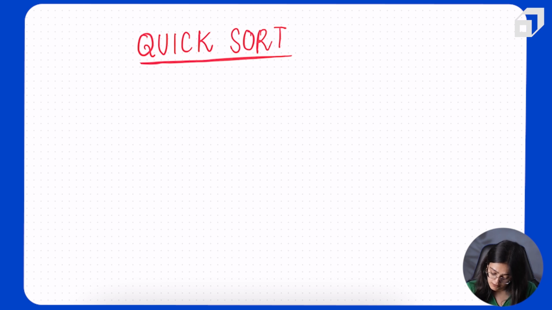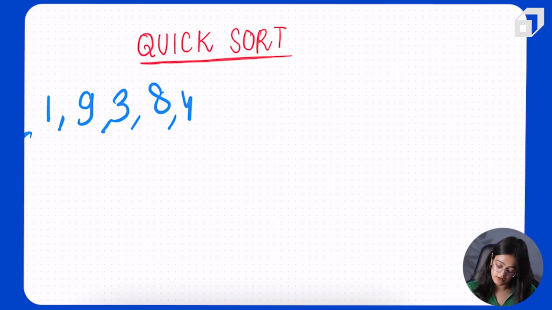Let's say we have an array which has 5 elements. It's 1, then 9, 3, 8 and 4. So we have these 5 elements and it's an unsorted array. Now we want to sort this in increasing order. So we want the desired state to be 1, 3, 4, 8 and 9.